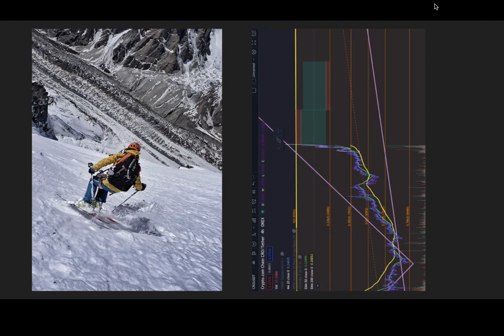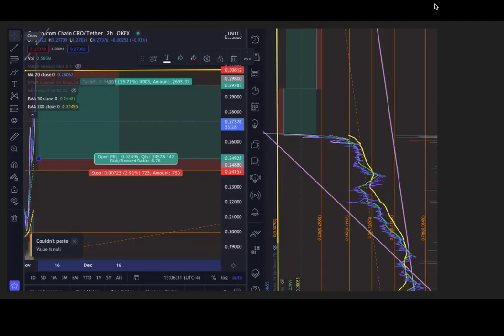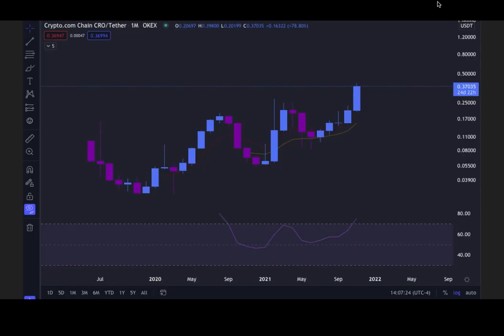You could bomb it through the trees or find yourself flying off a cliff. Is this boundary support or resistance? Fib levels may show you important areas.